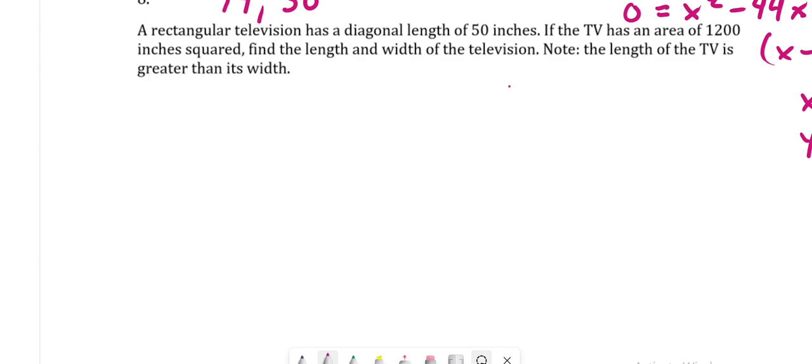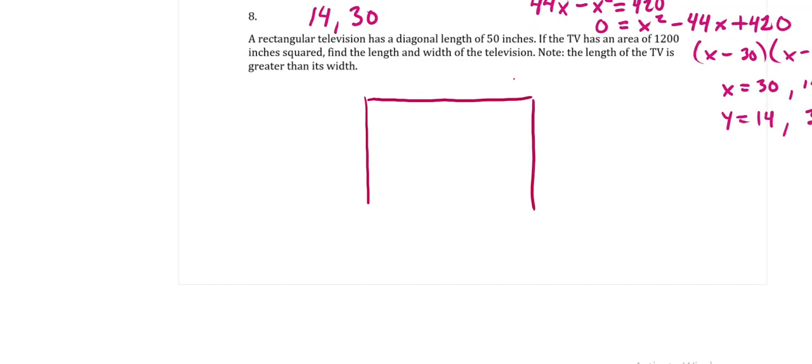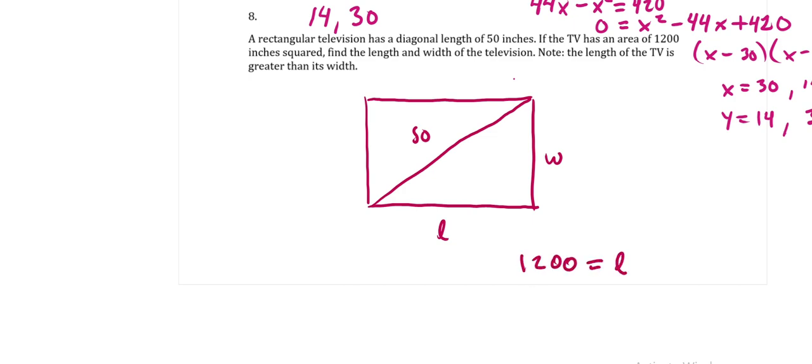For number 8, it says a rectangular television has a diagonal length of 50 inches. If a TV has an area of 1200 inches squared, find the length and width of the television. So let's begin with a picture. We have this diagonal, and they tell us that that's 50. They also tell us that whatever the length and width are, we know that the area, which is 1200, is equal to length times width. And we also know from the Pythagorean theorem that length squared plus width squared should be equal to 50 squared.